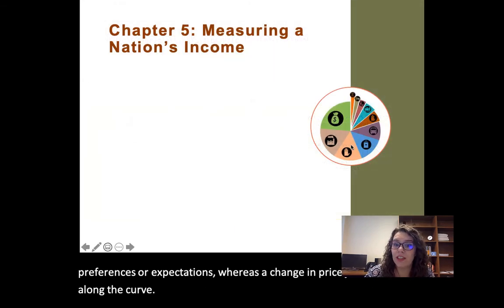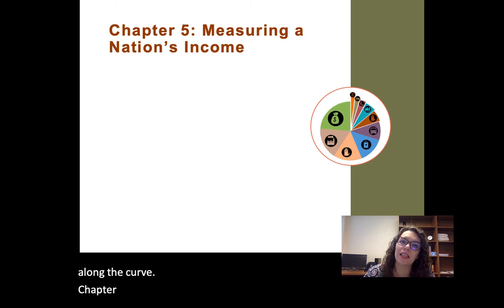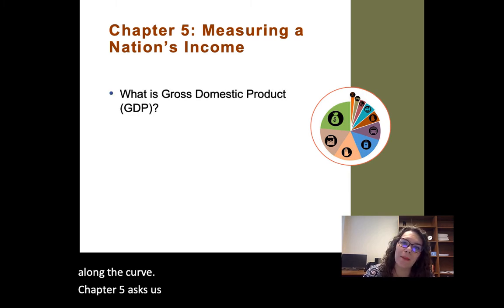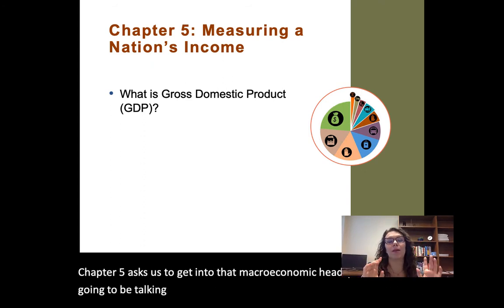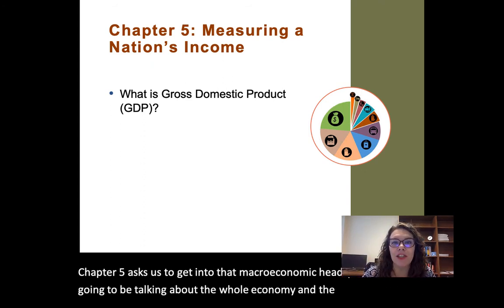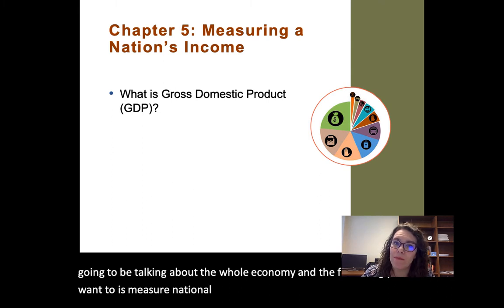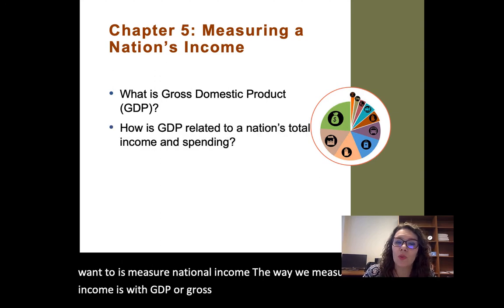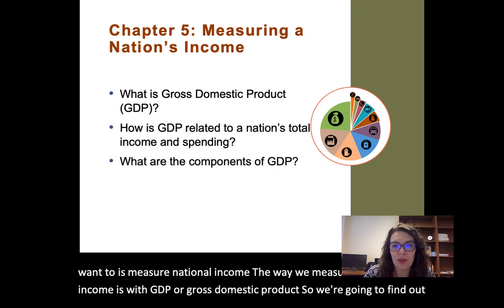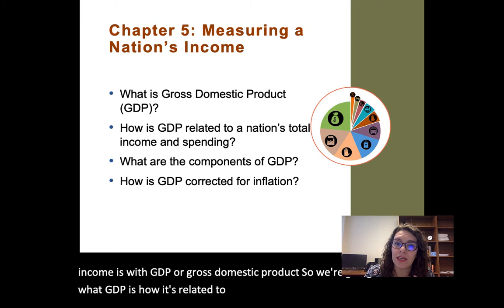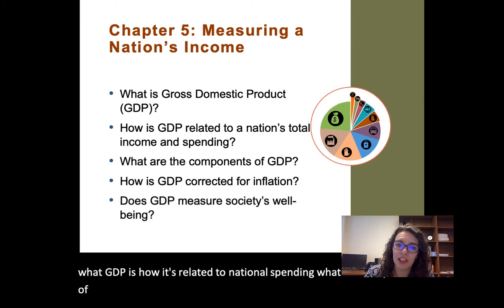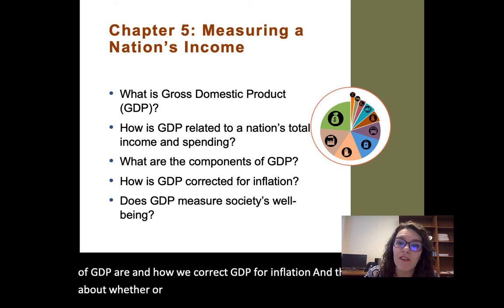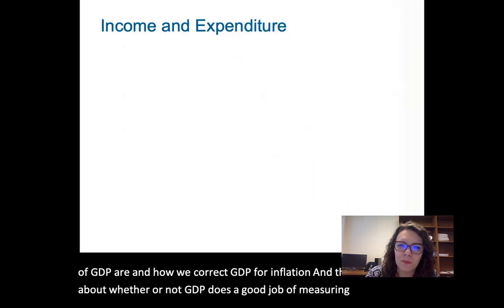So, Chapter 5 asks us to get into that macroeconomic headspace. Now we're going to be talking about the whole economy. And the first thing we want to do is measure national income. The way we measure national income is with GDP, or gross domestic product. So we're going to find out what GDP is, how it's related to national spending, what the components of GDP are, and how we correct GDP for inflation. And then we'll talk about whether or not GDP does a good job of measuring society's well-being.